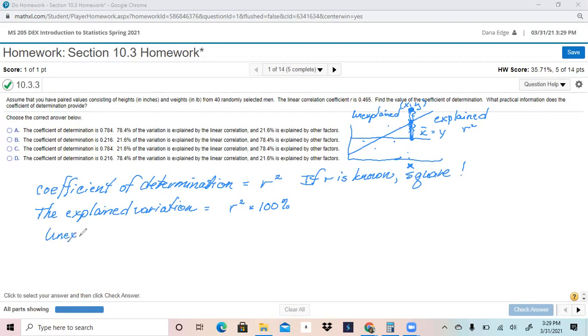The unexplained is, since from here to here is 100% of the distance from y to y bar, so this much is explained, this much is unexplained. So if the total distance is 100%, then the unexplained is going to be 1 minus r squared, written as a percent.